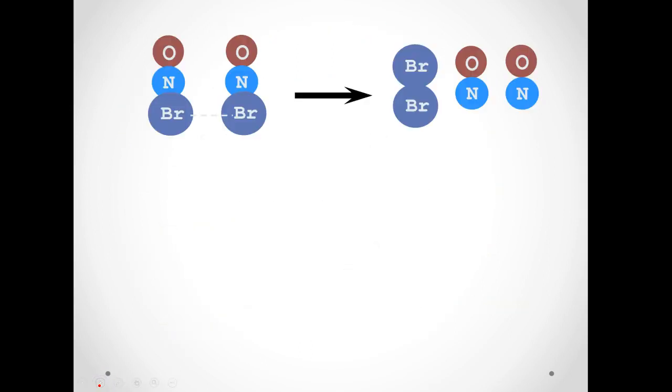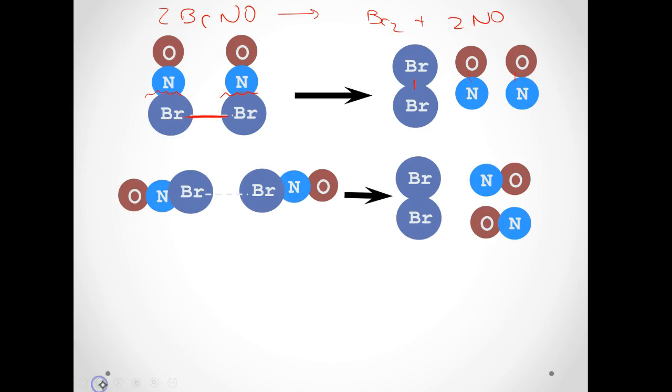So here we have our molecule BrNO colliding right here on the Brs. And when that happens, it can break the bond between the Br and the N, and we get a Br2 and two NO. So the equation is 2BrNO goes to Br2 plus 2NO. And if they collide like that, it's perfectly logical that they would react.